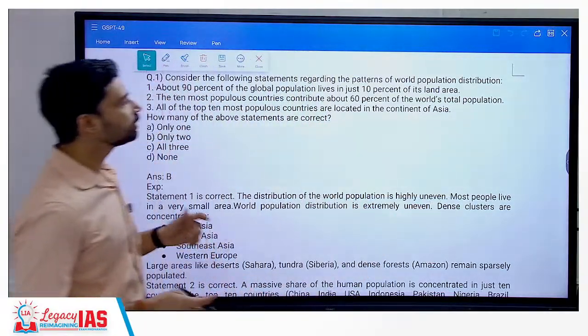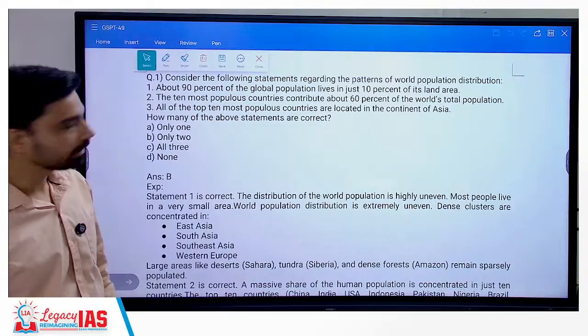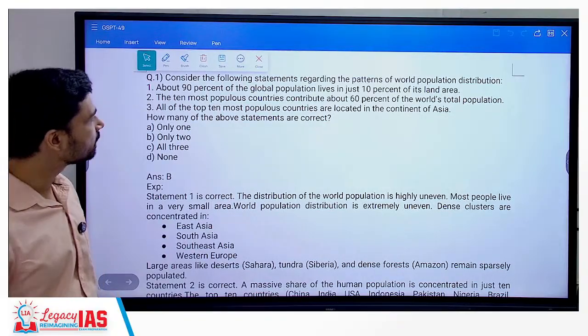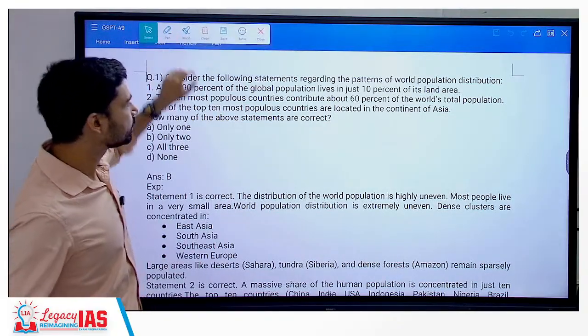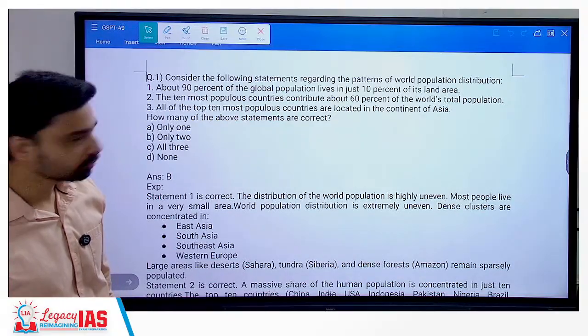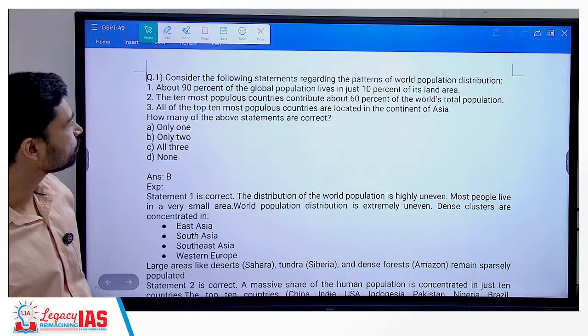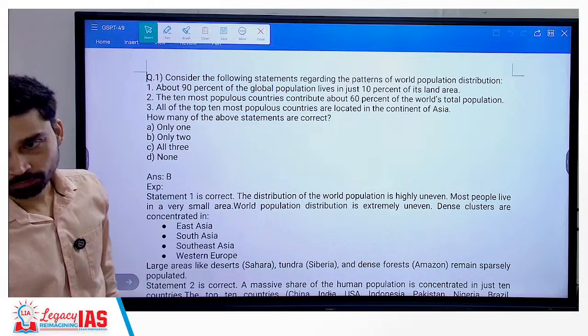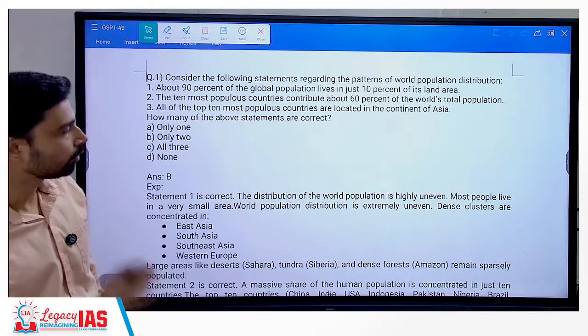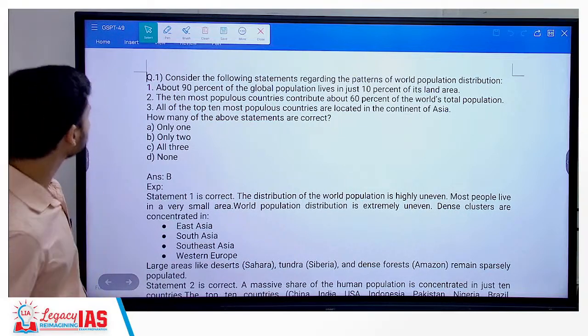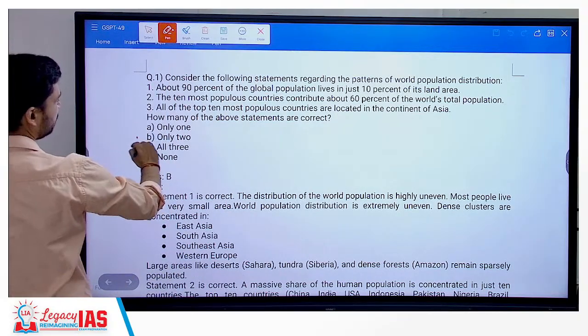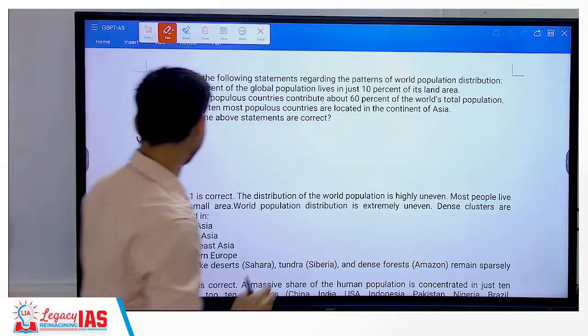90% of the world's population lives in just 10% of its land area. Okay, that is correct. The 10 most populous countries contribute about 60% of the world's population. That is also factually correct. All of the top 10 most populous countries are located in Asia. No. Okay, that is in Africa, South. This you have Nigeria. So what is the correct option? Only two. B is the right option.